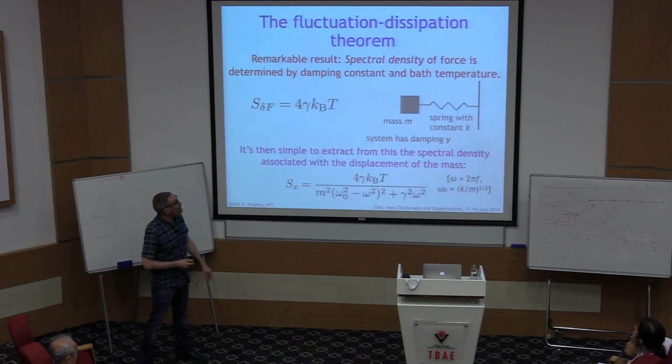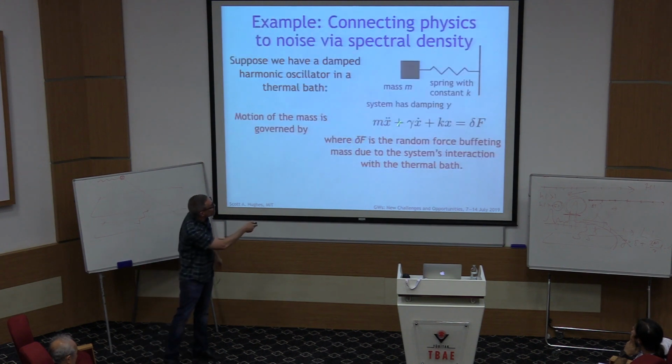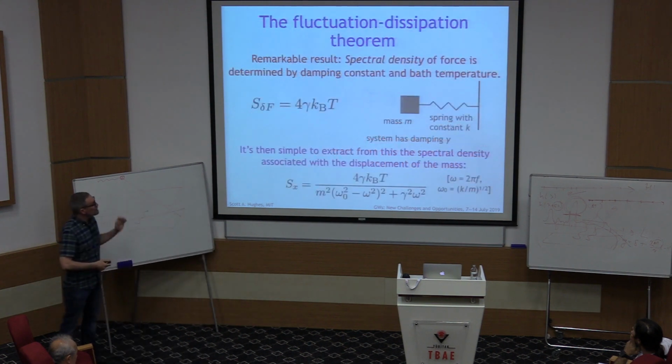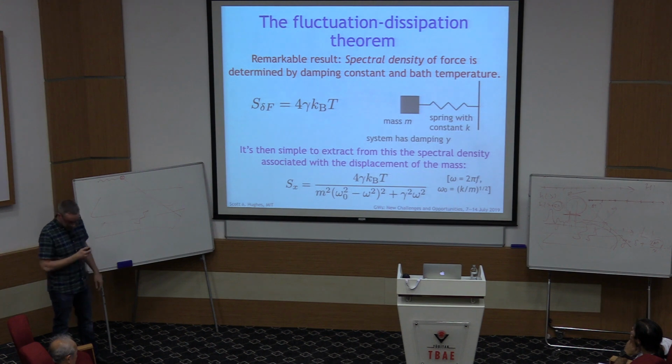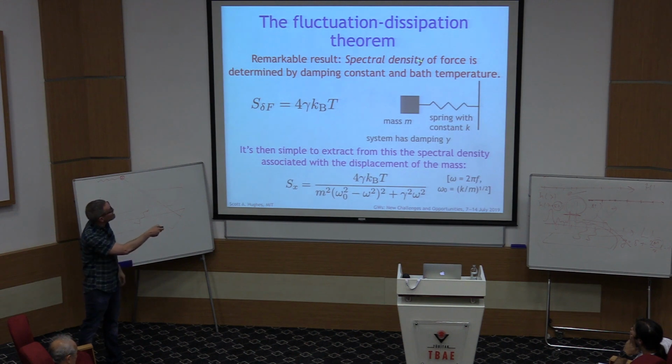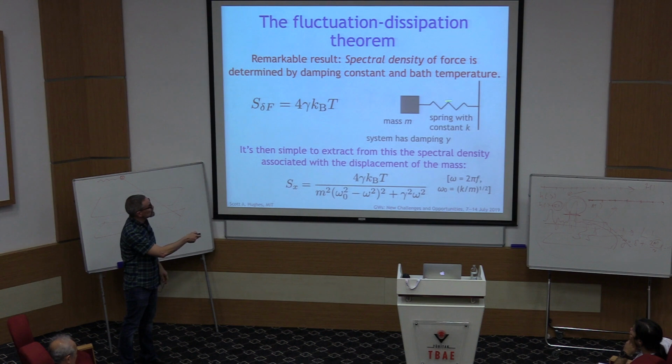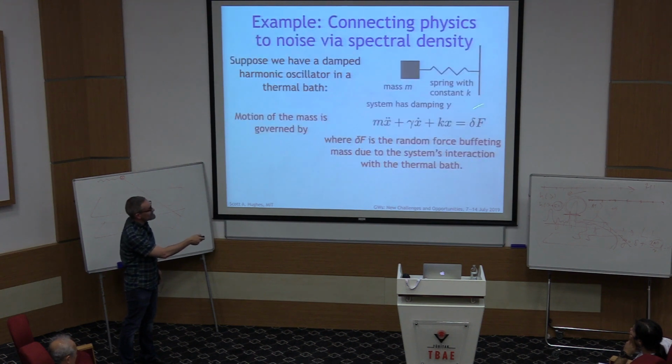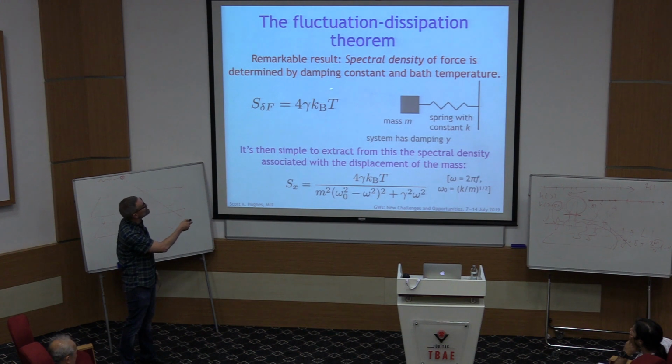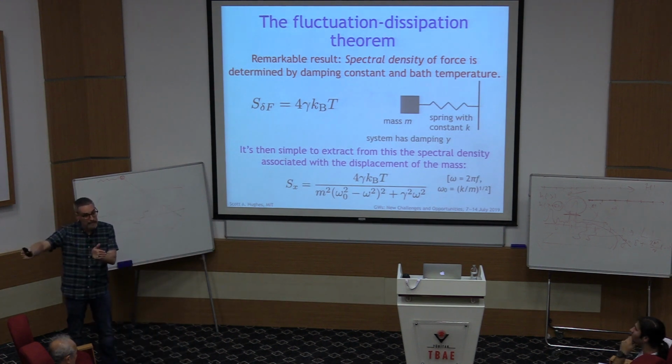There is a remarkable theorem that essentially connects the properties of the damping to the properties of the random force that is buffeting this. I'm not going to prove this theorem; you can find it proven in some higher level statistical mechanics books. But it tells you that the spectral density associated with that force is determined by the damping coefficient and the bath temperature. Again, I don't necessarily know exactly what this delta F is, but I know that its spectrum is flat with respect to frequency, and its magnitude is given by this. That allows me to determine the statistical properties of the force that is acting on my mass.